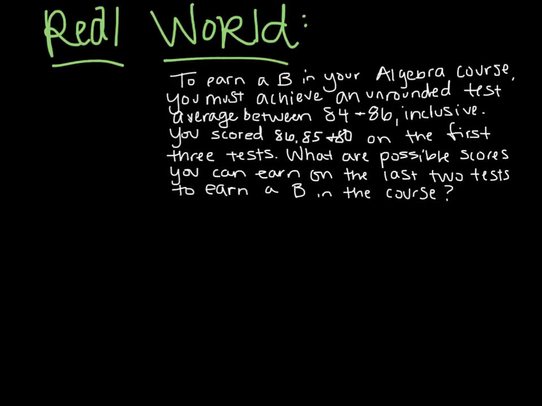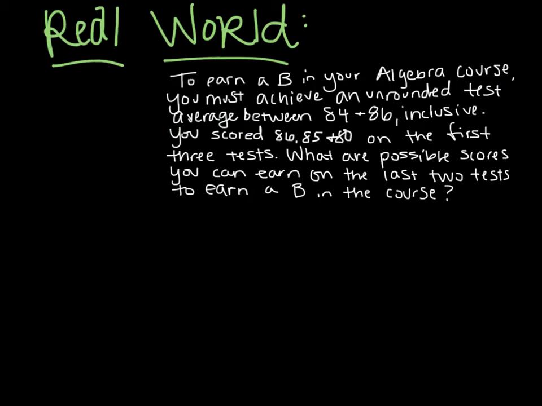Okay, real world example problem for you. To earn a B in your algebra course, it's not our algebra course, just go with it, you must achieve a test average between 84 and 86 inclusive. You scored 86, 85, and 80 on the first 3 tests. What are the scores that you can earn on the last 2 to receive a B in the class?